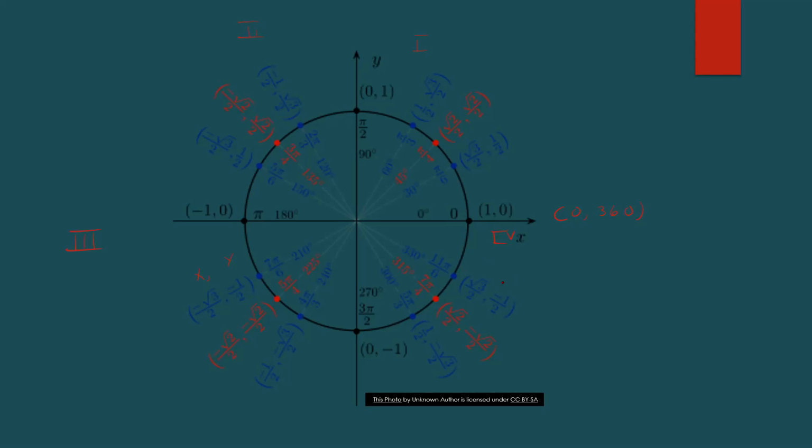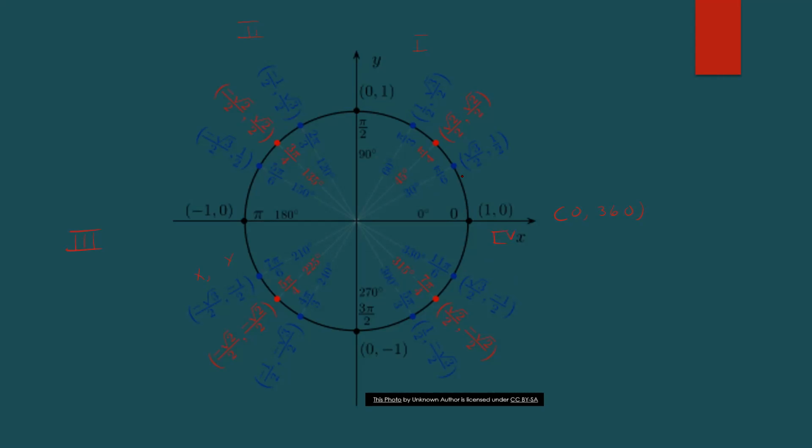So let me just go over the first 30, 45, 60, and the 90 coordinates, because once you know this, you can easily remember the other stuff. So 30 degrees. You have 30 degrees or pi over 6. So remember in the previous video, you can easily translate 30 degrees into pi over 6.